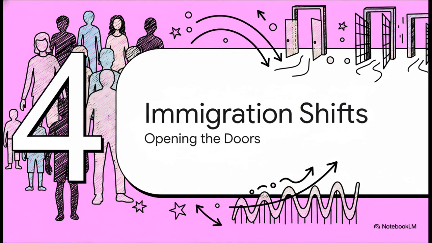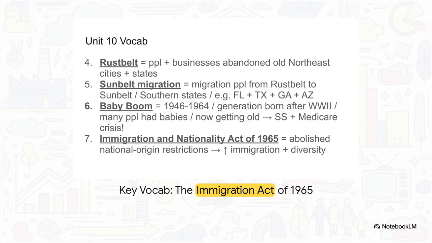Let's turn to Section 4, Modern Immigration Shifts, Opening the Doors. We really need to highlight one of the most transformative laws in modern history, the Immigration and Nationality Act of 1965. See, prior to this, America had strict quotas based on national origin that heavily favored Northern Europe. This act abolished those restrictions entirely. That immediately and drastically increased both the total volume of immigration and the overall diversity of the United States.